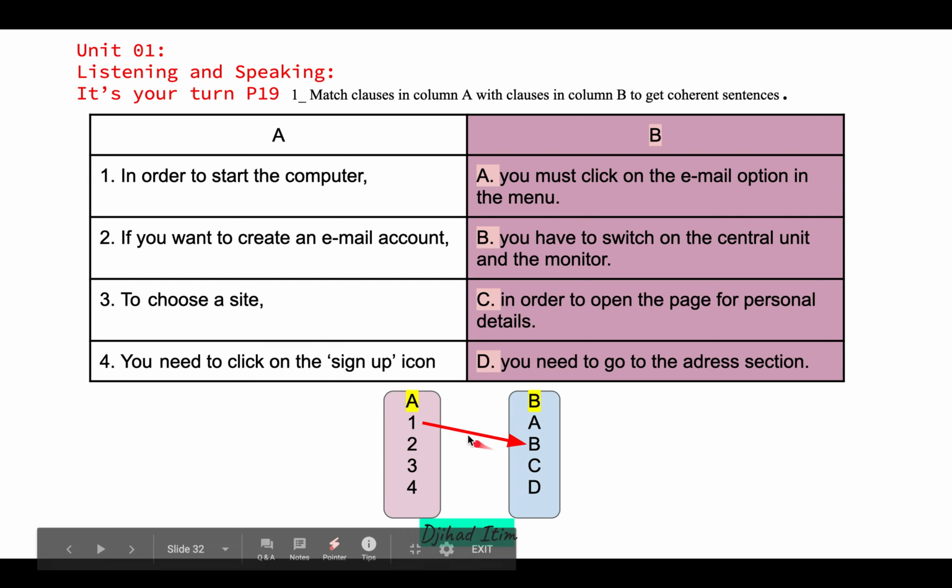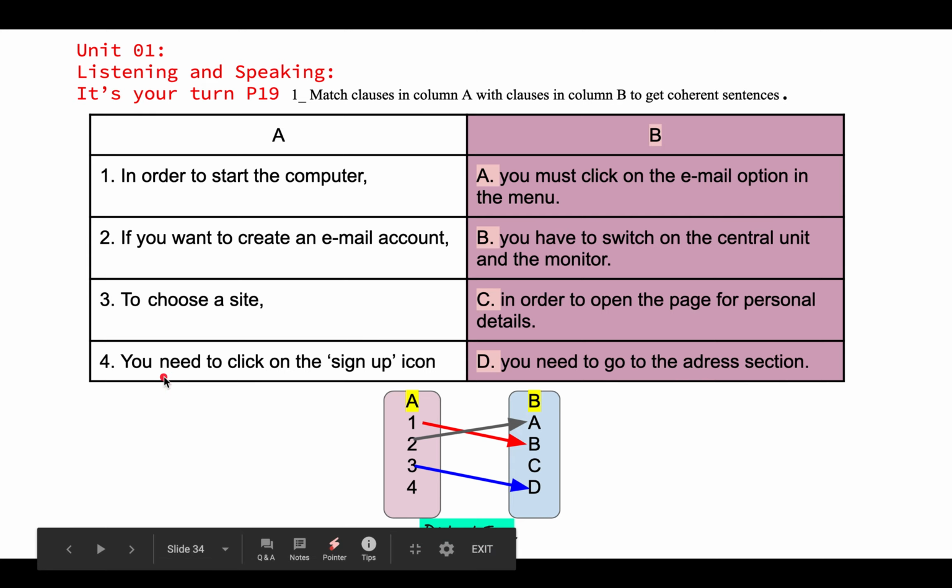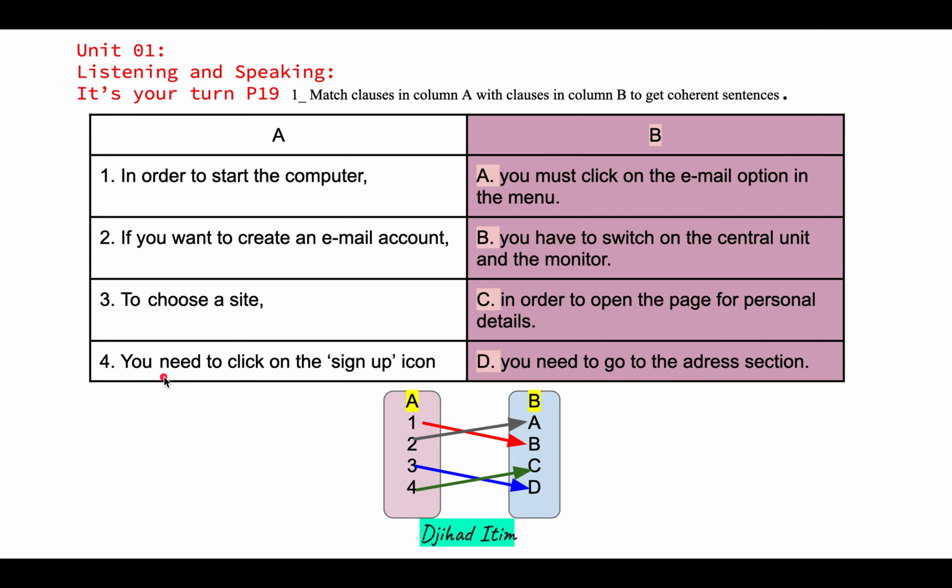1 with B. In order to start the computer, you have to switch on the central unit and the monitor. Sentence 2. If you want to create an email account, you must click on the email option in the menu. Sentence 3. To choose a site, you need to go to the address section. And sentence 4, you need to click on the sign up icon in order to open the page for personal details.